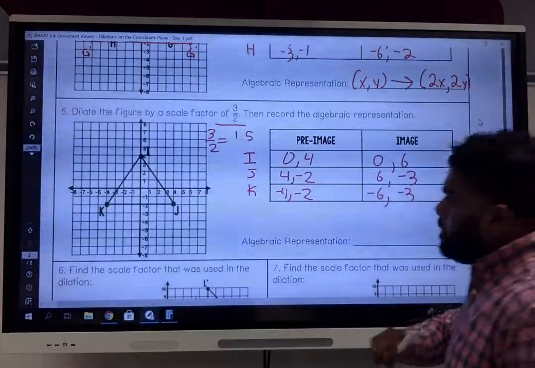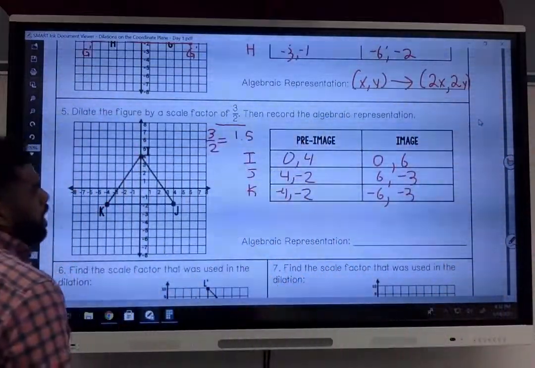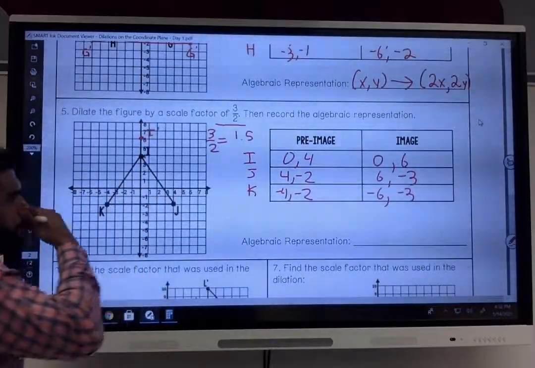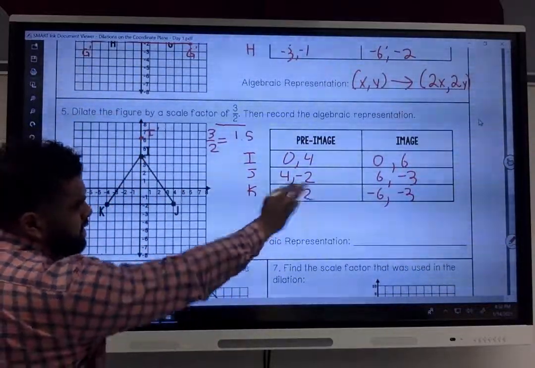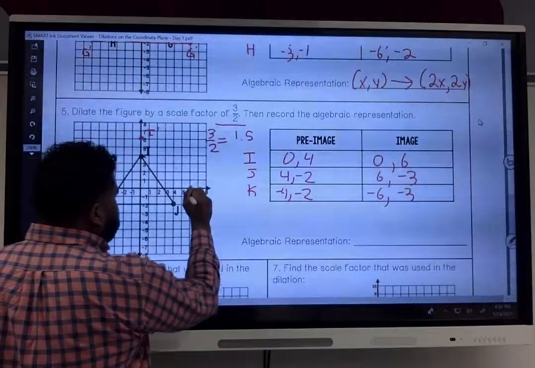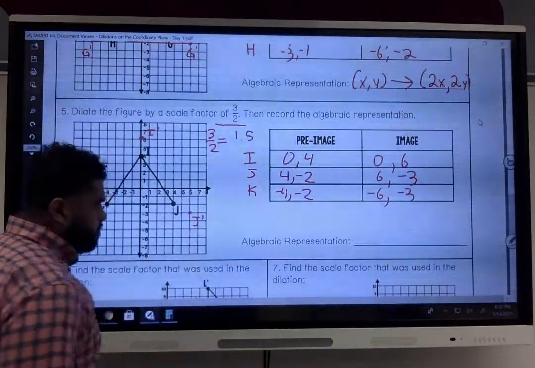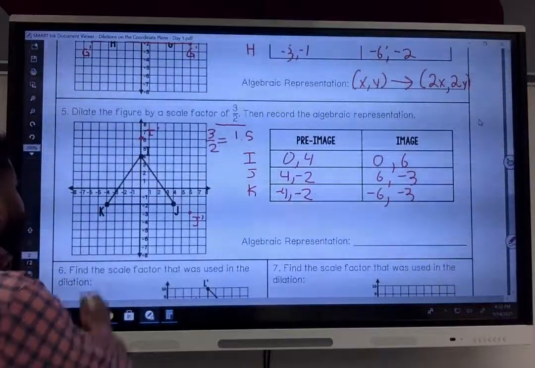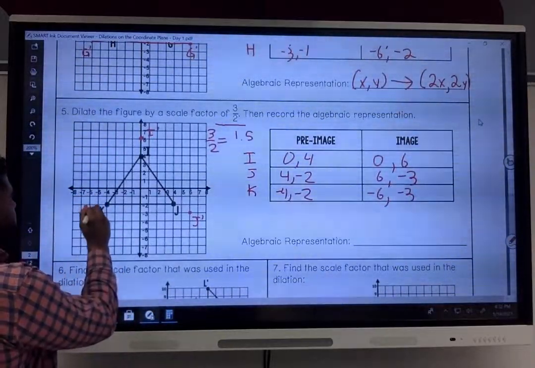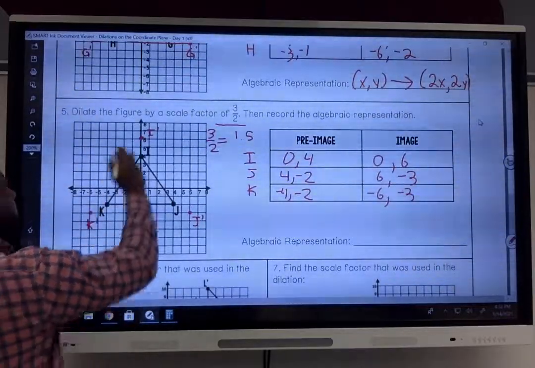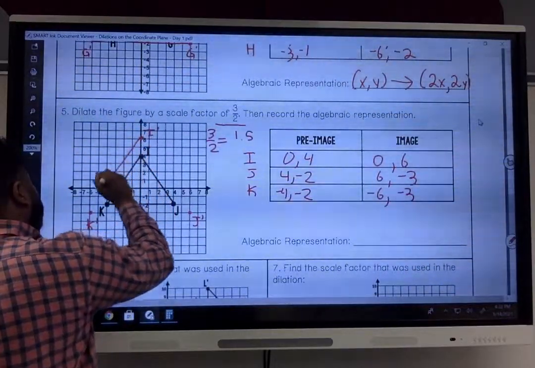Okay? So let's go ahead and plot these new points. I got I prime, which is at 0 and 6. I prime. J prime is at 6, negative 3. So 6 and negative 3. That's J prime. K is at negative 6, negative 3. So K prime. So let's go ahead and connect these dots.